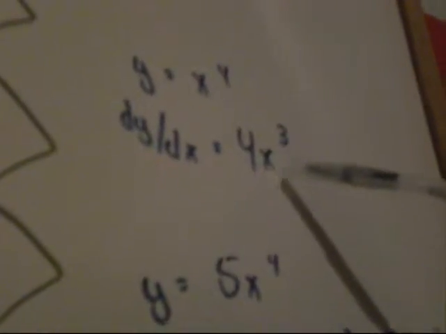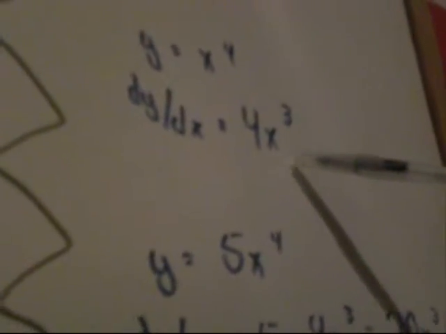An example of that would be if you have x raised to the 4th power, then the derivative of that is 4x raised to the 3rd power. So you brought the 4 in front of the x and you subtracted 1 from what it was originally raised to. So subtract 1 from 4 and you get 3.